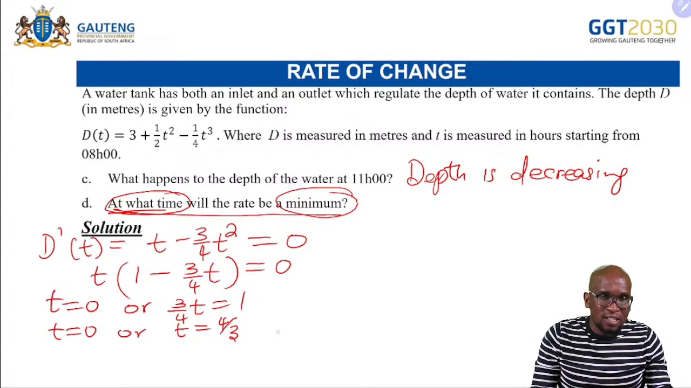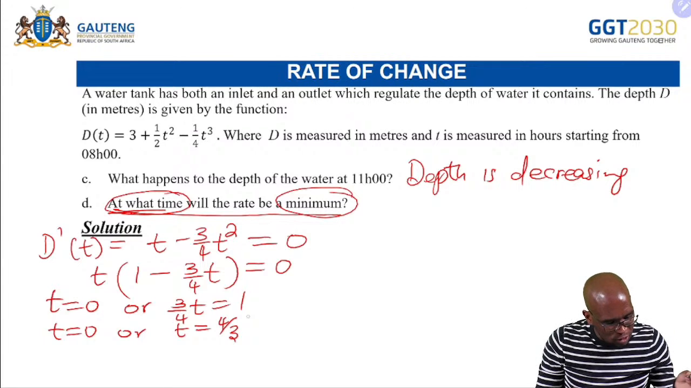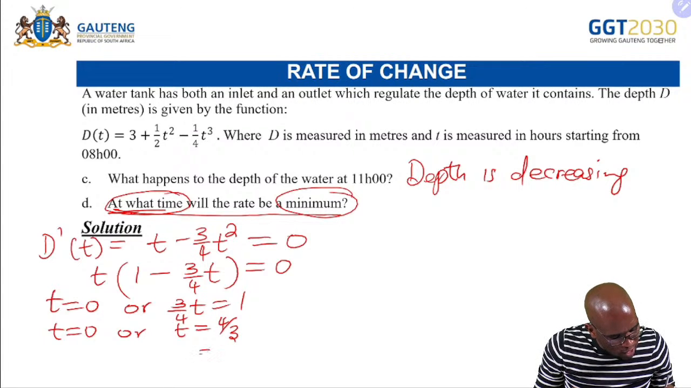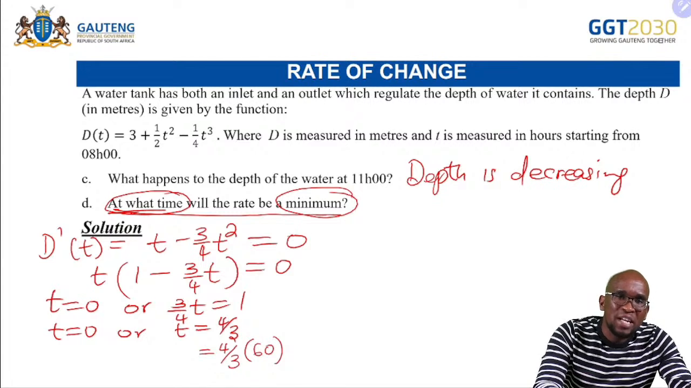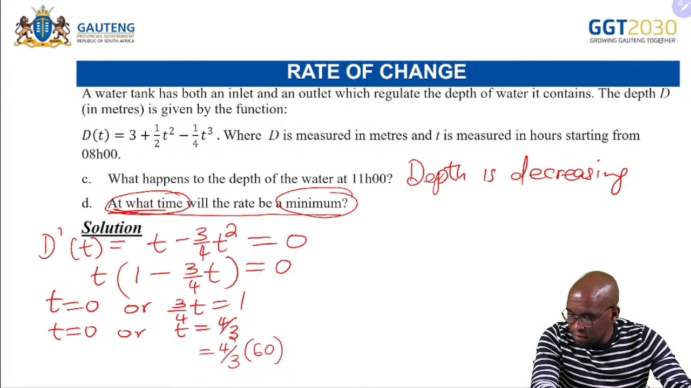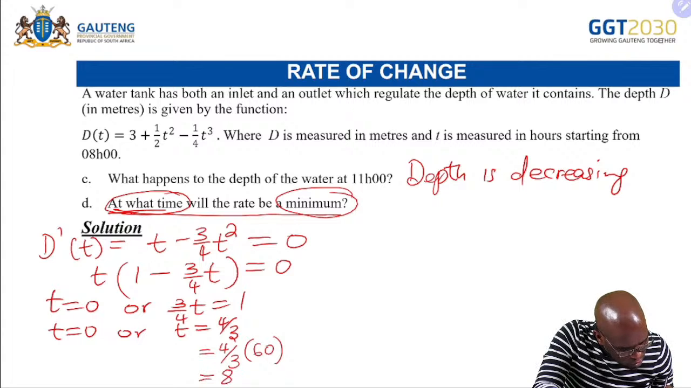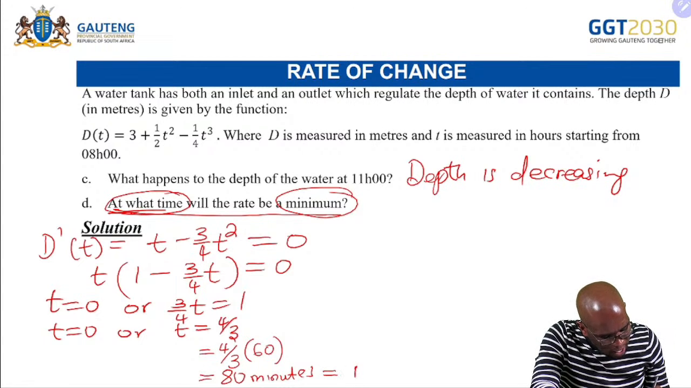Now, if you check, they said time is in hours. Here you got 4 over 3 of an hour. So what we can perhaps do here is convert this 4 over 3 of an hour to minutes. 4 over 3 times 60, because there are 60 minutes in every hour, we get that this is equal to 80 minutes. And now we know, if it's 80 minutes, that it's 1 hour and 20 minutes.